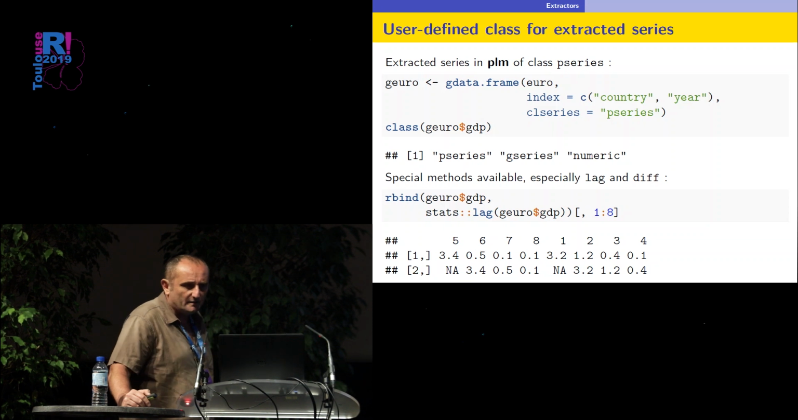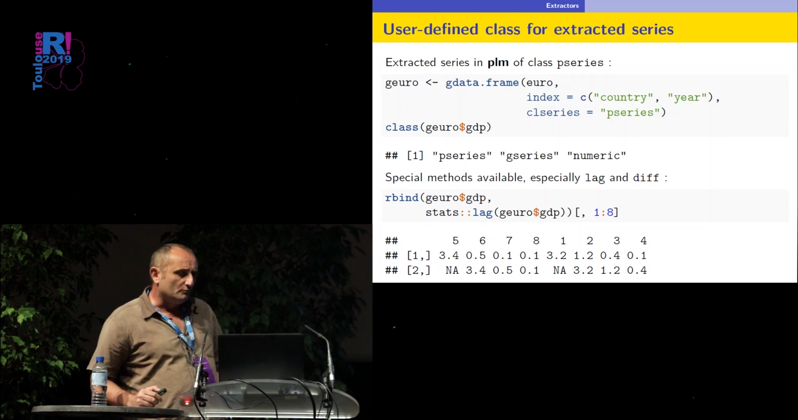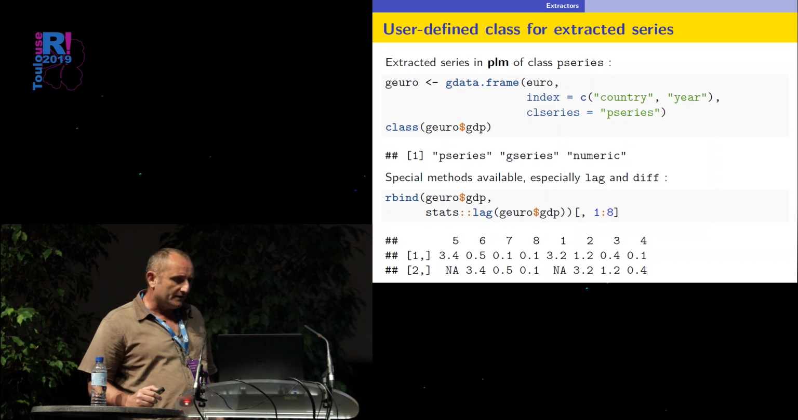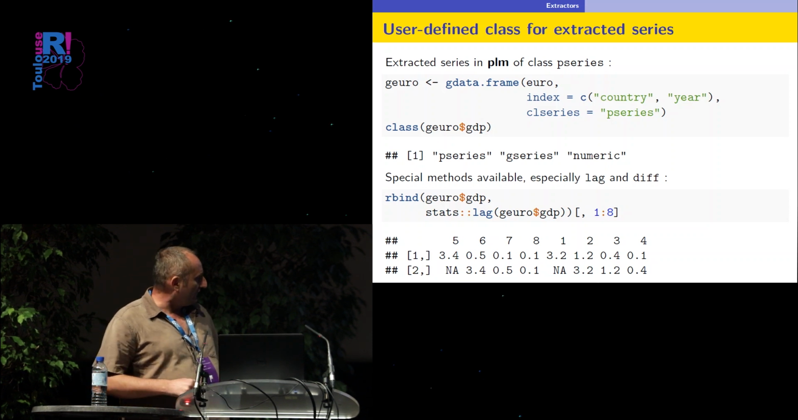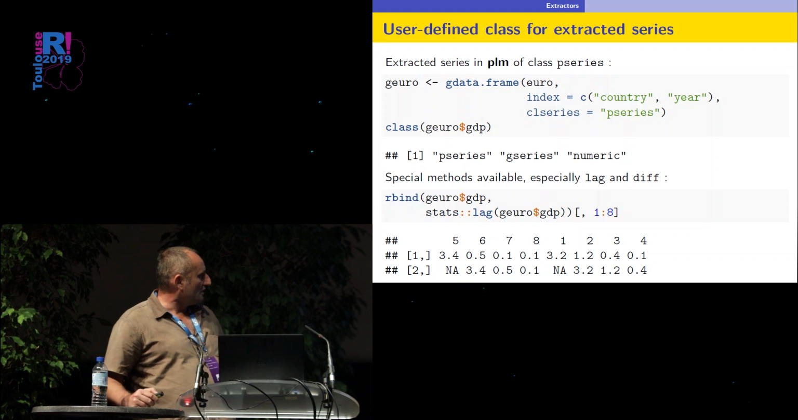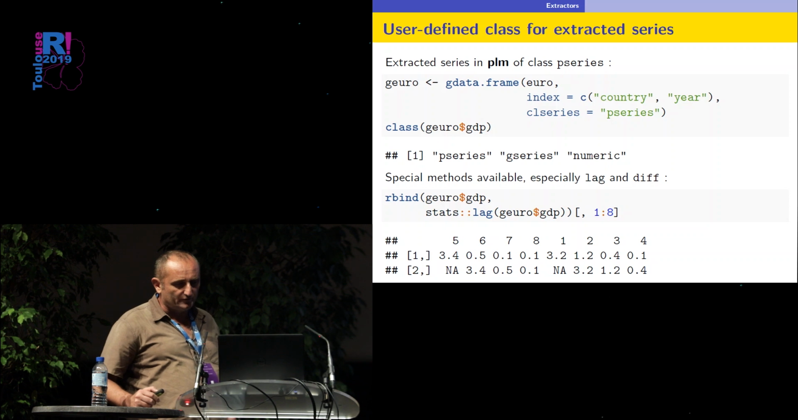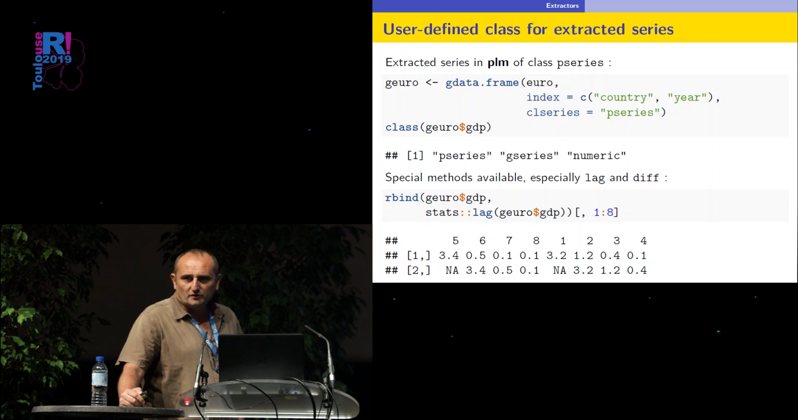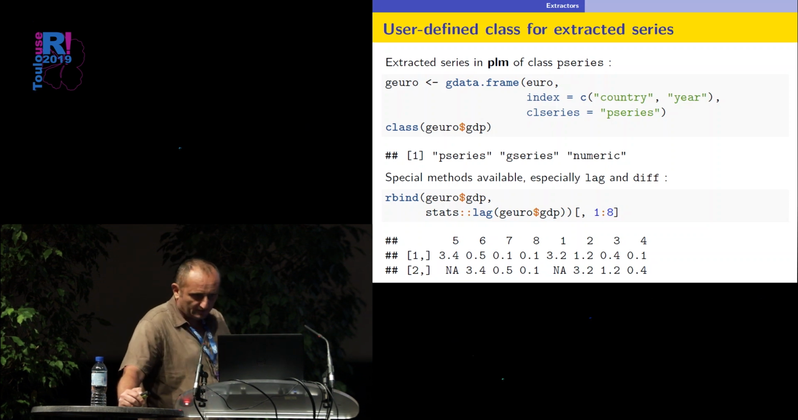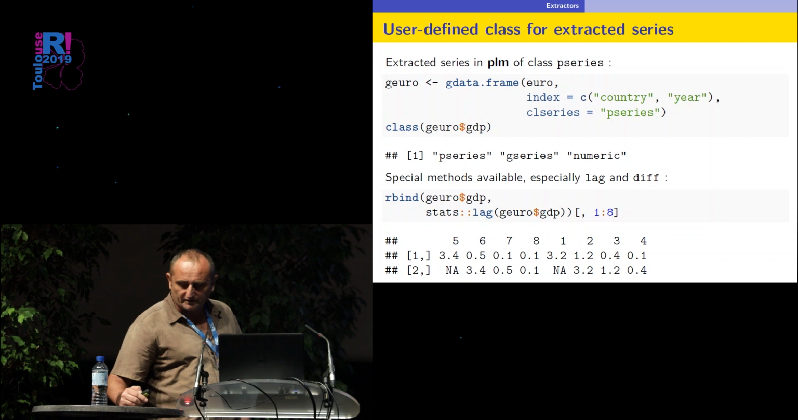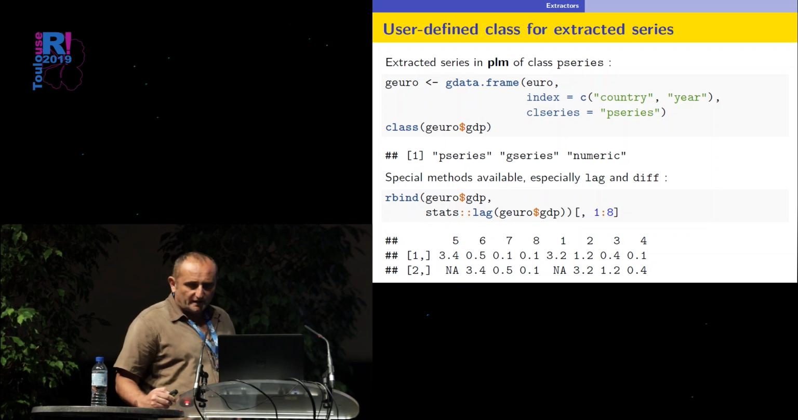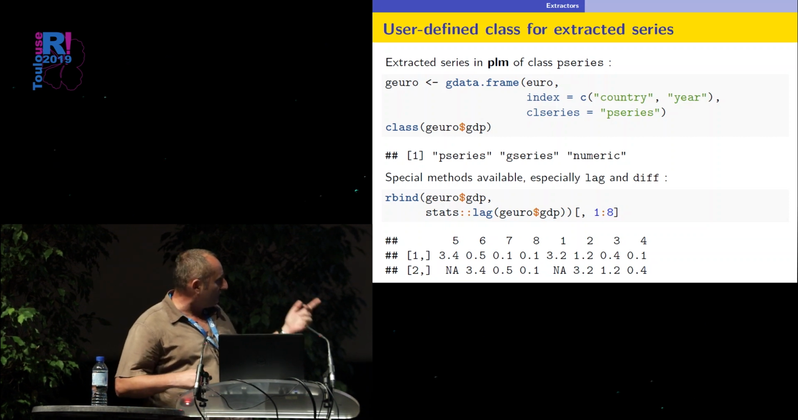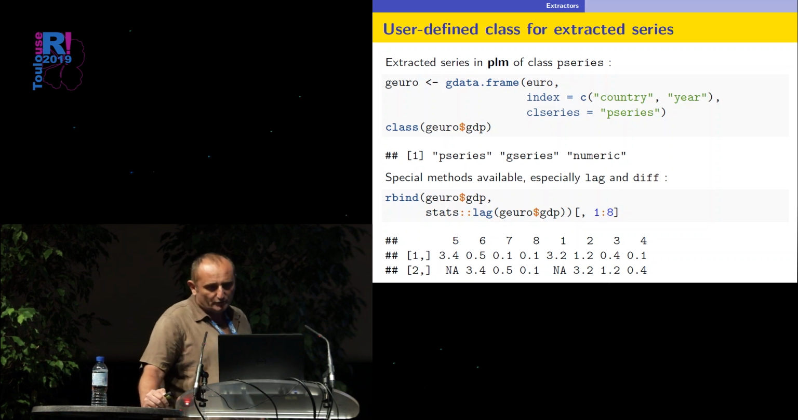For example, in plm, there are a lot of methods used to perform transformations on panel data. For example, there are lag and diff methods, which are specific because when you use panel data, you need not only an NA on the first position of the resulting vector, but NAs for every first observation of every country. So that's a way to simply define some methods for this extracted series, and these methods need the information about the index to properly compute the lag for panel series.